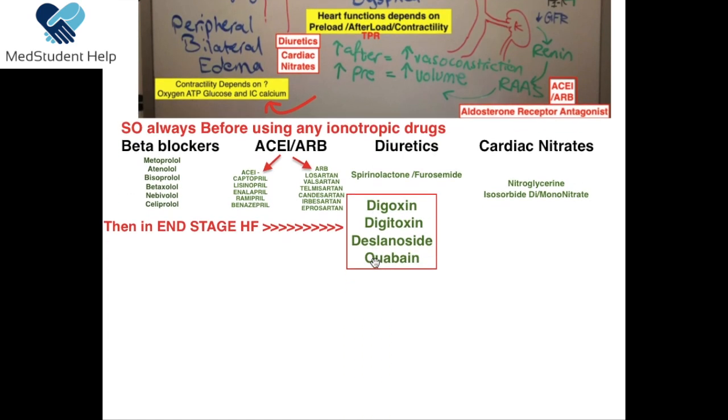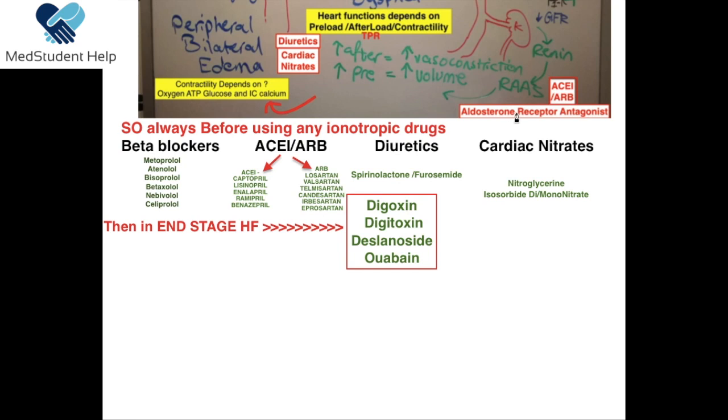Okay? So as a conclusion, always before using any inotropic drugs, we should apply beta blockers, and these are the guys here: metoprolol, atenolol, bisoprolol, betaxolol, nebivolol, celiprolol, anyone. And we should use ACE inhibitors and ARBs. So the ACE inhibitors: captopril, lisinopril, enalapril, ramipril, and benazepril. And the angiotensin receptor blockers were losartan, valsartan, telmisartan, candesartan, irbesartan, and eprosartan.